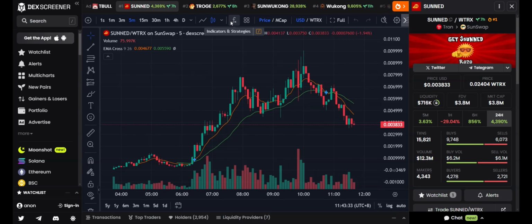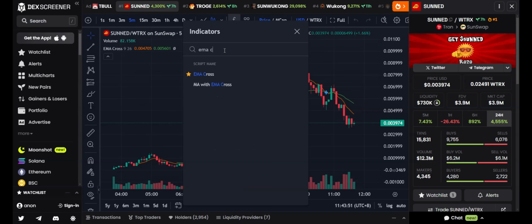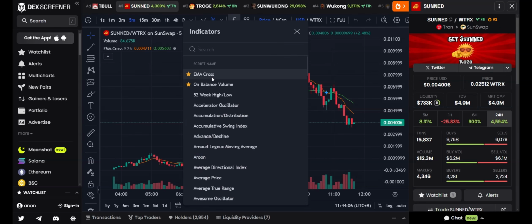So with the limited indicators and strategies we have on Dex Screener, we can use several of them to give us great advantages in this market on meme coins. So what I want you to do is open up the indicators tab and type in EMA Cross, as you can see, and it will come up here. There it is. And if you want to favorite this, you can just go across to the star on the left and click it, okay? And as you can see, once it's in orange, well then you can favorite it. So whenever you click this, it'll come up and there's the EMA Cross.